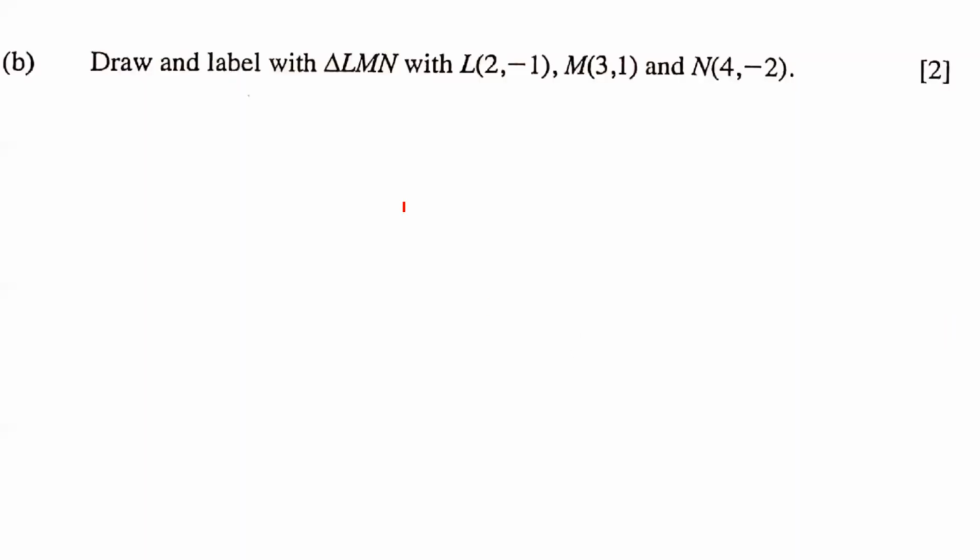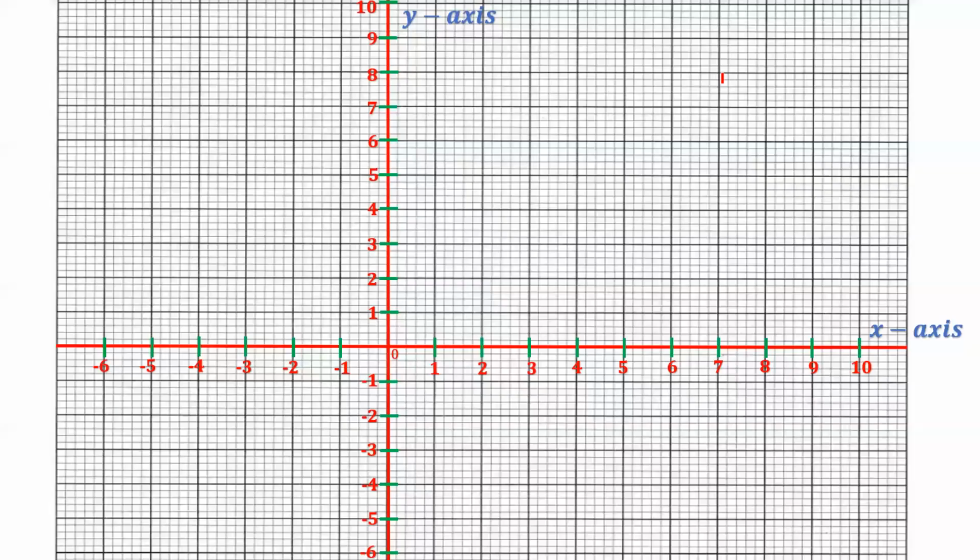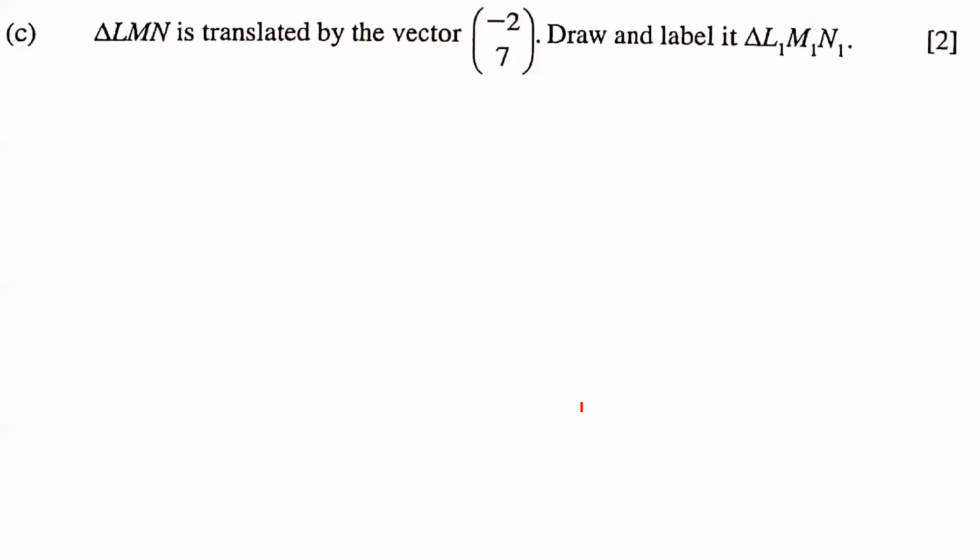Okay, what did they say? They say draw and label triangle LMN with the coordinates L is 2 and negative 1, M is 3 and 1, and N is 4 and negative 2. So here we have L at 2, negative 1, M at 3, 1, and N at 4, negative 2. We can combine them, and that is our triangle. Now, let's move on to the next question.